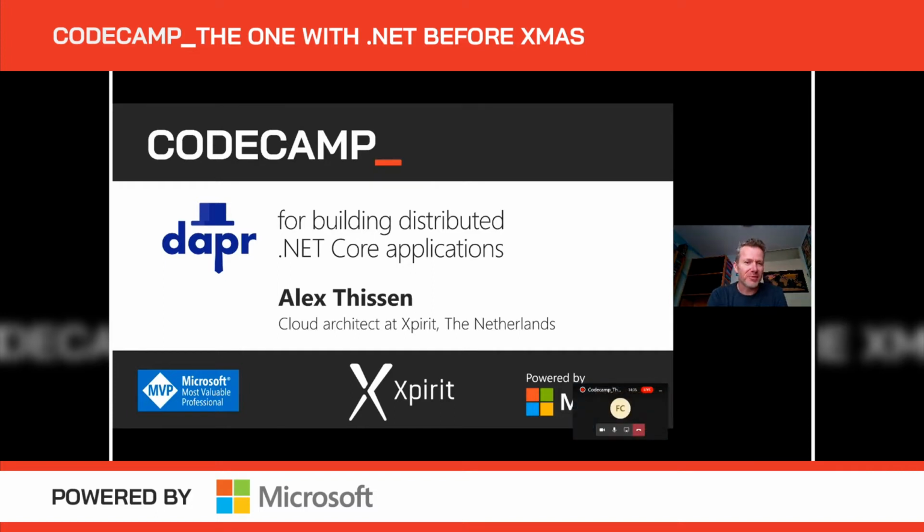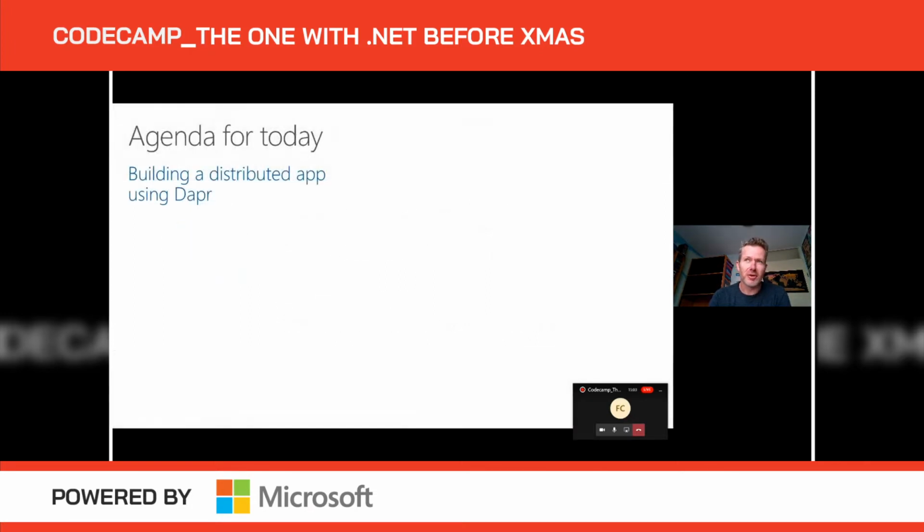I'll be taking the next 45 minutes to take you through the new distributed application runtime that is being built by Microsoft and how you can build distributed applications with .NET Core. I'm Alex Thissen. I work in the Netherlands and also live there at a company called Xpirit, where I do cloud architecture and am involved with a lot of technology and new technology that is emerging and ready to be used. So let's talk for the next 45 minutes.